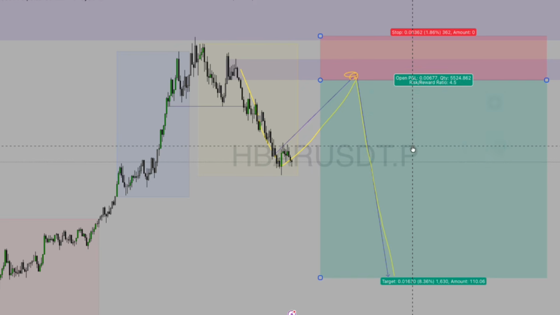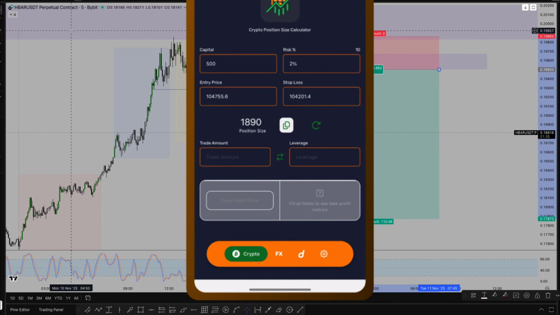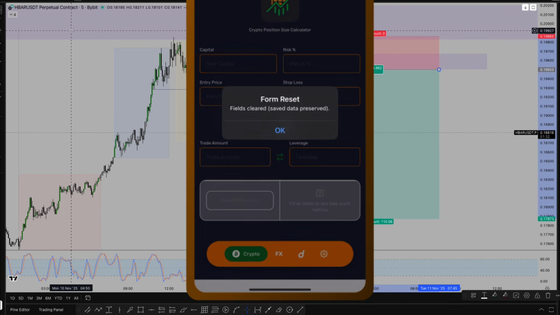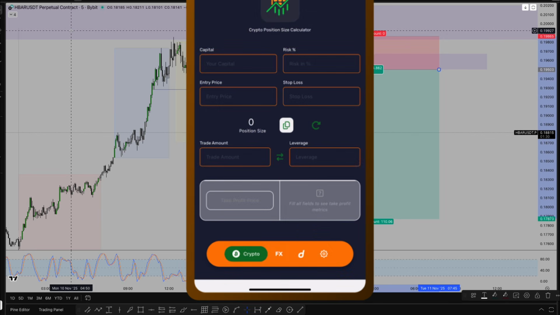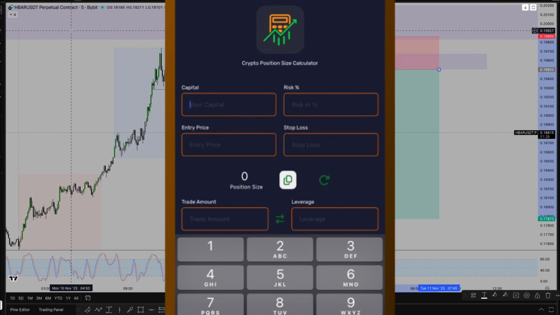So what we do is, we can see that this is a HBAR trade. I'll open the FS crypto calculator. Then you click on the crypto section. I'm in the crypto, this is forex. Make sure you're in the crypto section. My capital is $500. So let's say I'm risking $20. I'm risking 100% of this $20. In other words, when I lose, I'm losing $20. If I win, I'm winning $90.